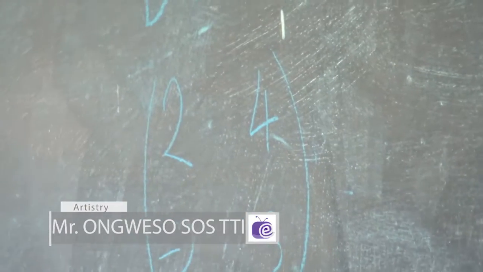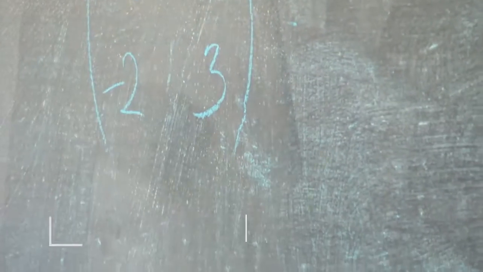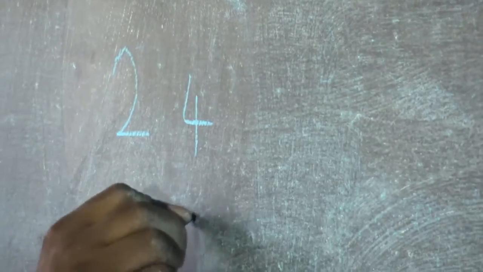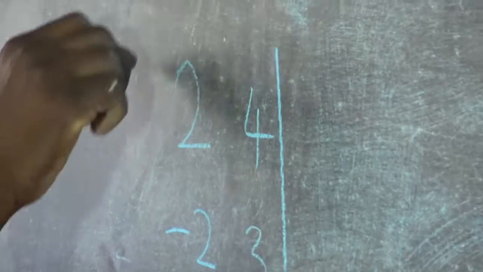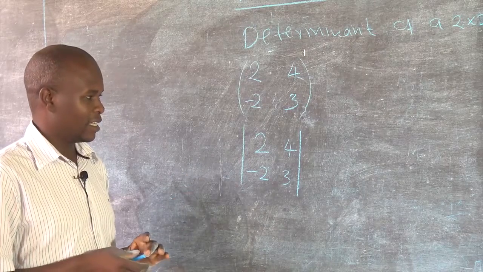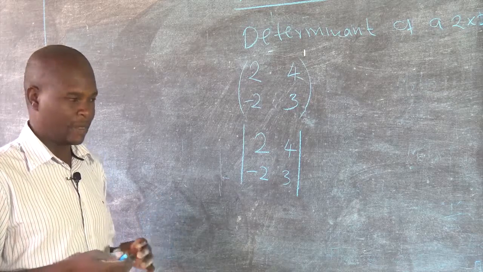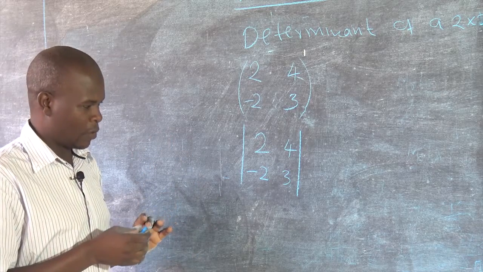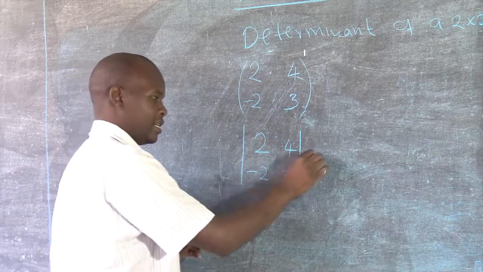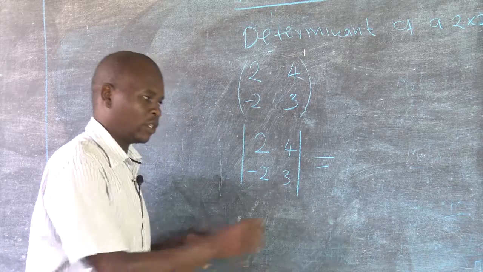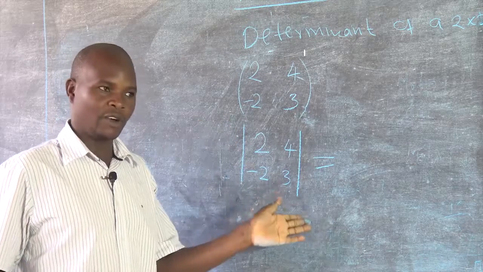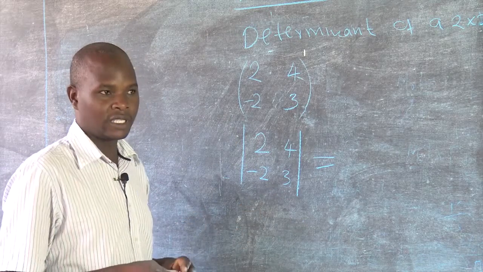For you to get the determinant of this, you represent using this format. Use straight lines. The straight lines indicate that even if you don't write that you are finding the determinant, the straight lines alone can show somebody that you are finding the determinant. A determinant of a 2x2 matrix is given by the product of the leading diagonal minus the opposite diagonal.